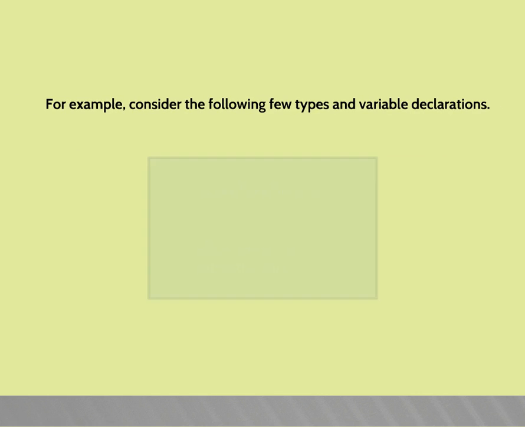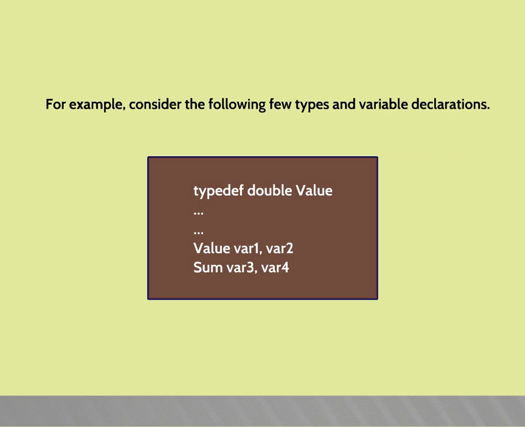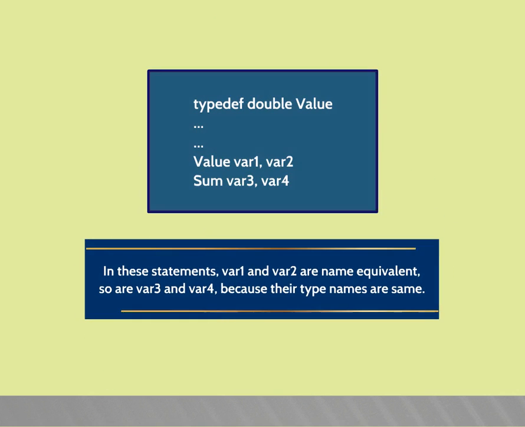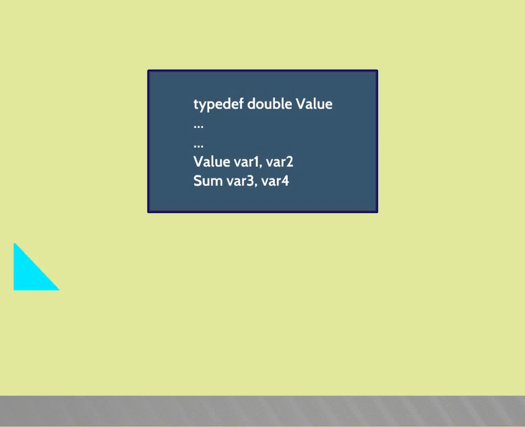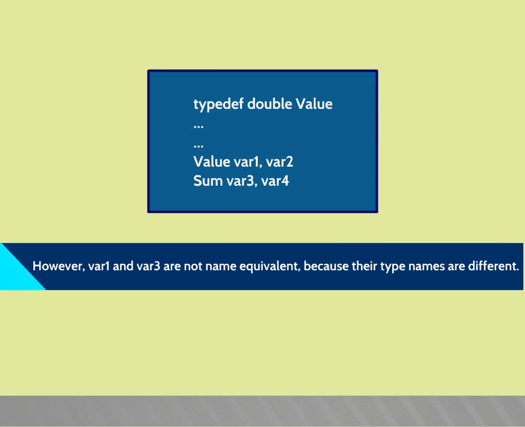For example, consider the following few types and variable declarations. In these statements, var1 and var2 are name equivalent, so are var3 and var4, because their type names are the same. However, var1 and var3 are not name equivalent because their type names are different.